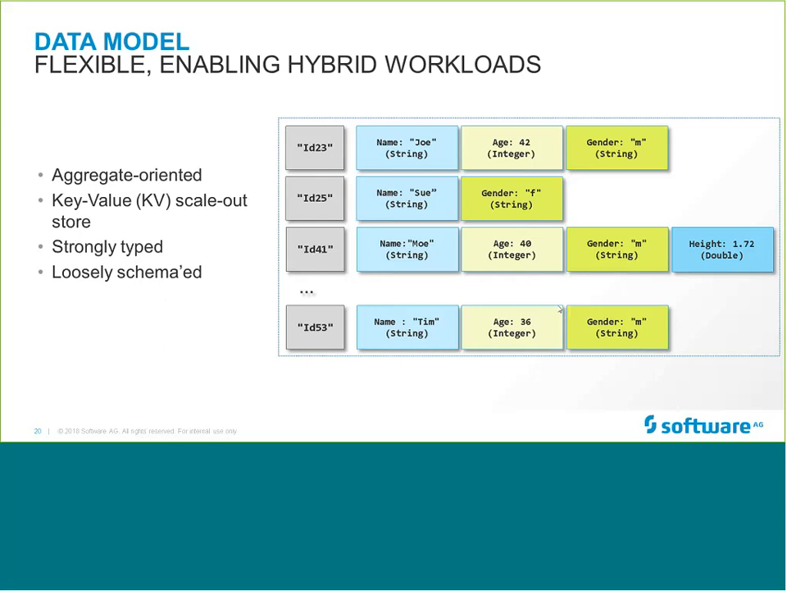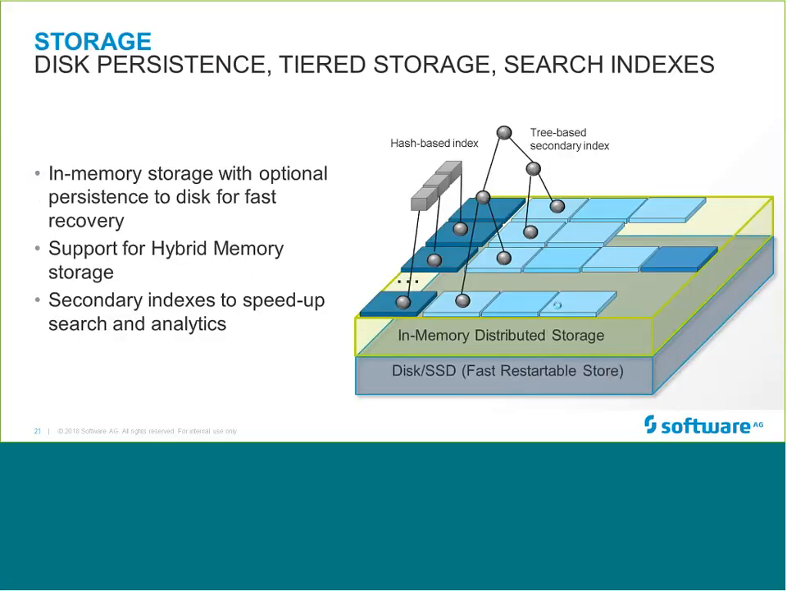Maybe if you're in the IoT space, you might have a sensor which gives you a temperature today. You might want to have a humidity which is coming in from the same sensor, and you want to start storing that. So you want to adapt and enrich your data as your business grows. And Terracotta DB is capable of fitting your business needs when it comes to an aggregate-oriented key-value scale-out store, because it is strongly typed and it's loosely schemaed. And I'll tell you why it is strongly typed later.